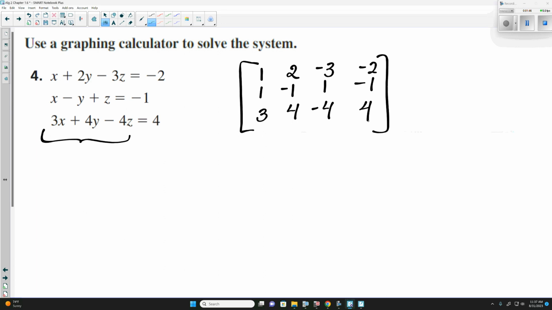Now the dimensions are rows by columns. So how many rows do we have? 3. Columns is 4. So this is a 3 by 4. Questions on this here so far?